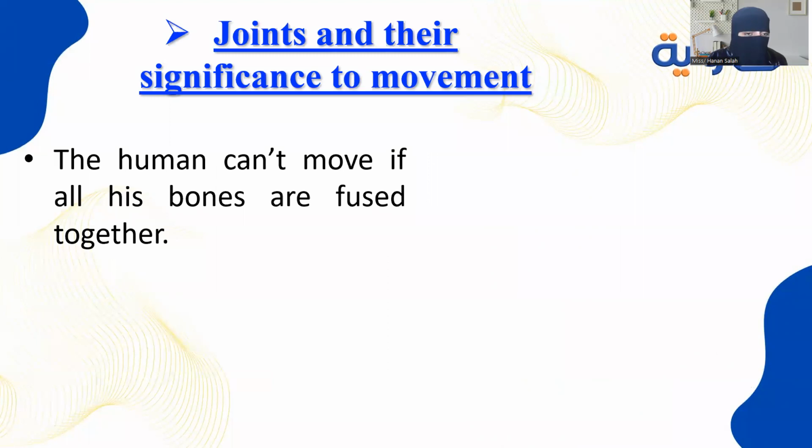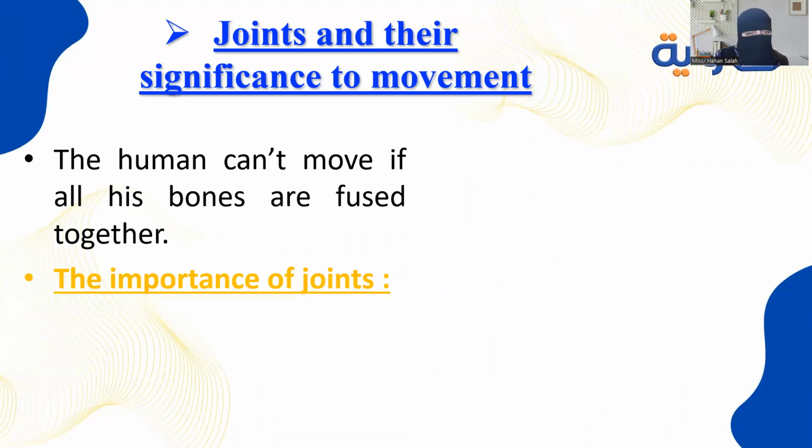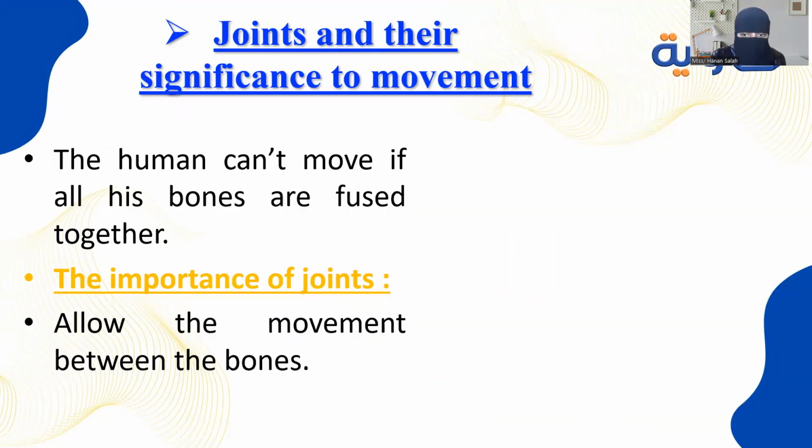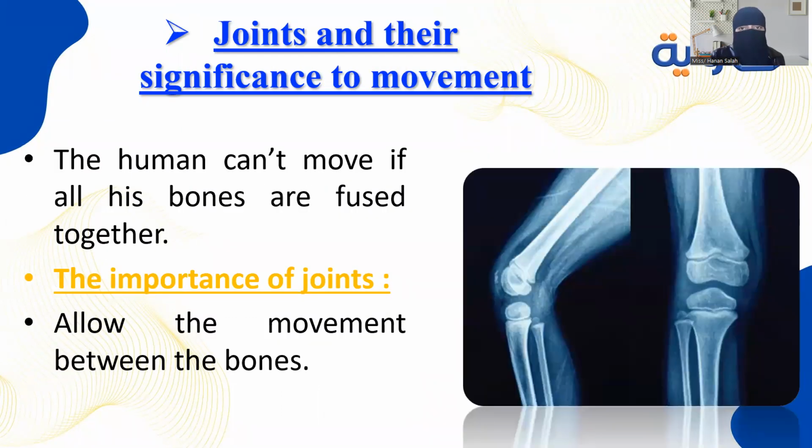Let's go to the last part, joints. What is the meaning of joints? A joint is the main part inside your body that allows movement. Imagine that you don't have a place between two bones, no connection between the two bones to separate them. That will be very hard to move. A human can't move if all his bones are fused together. But if you have joints, the parts that connect two bones, you can see the place where the two bones meet each other. It's called a joint.